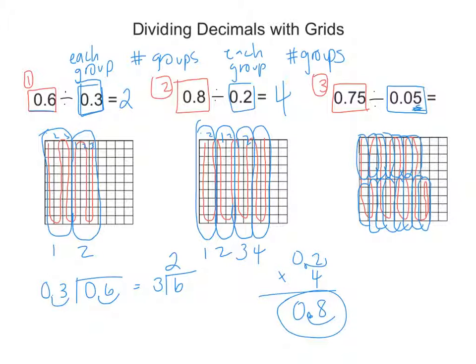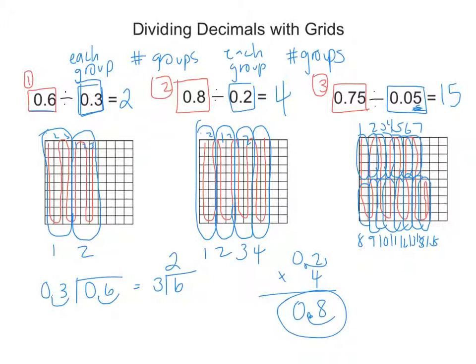And it may be a little bit difficult to see on here, but I know there's 1, 2, 3, 4, 5, 6, 7 groups at the top. 8, 9, 10, 11, 12, 13, 14, 15 total groups. So my answer is 15.